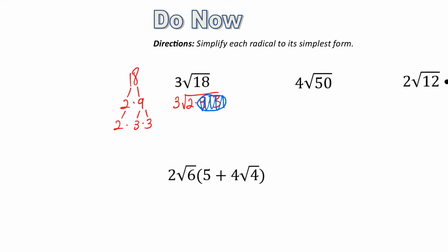So that's a 3 coming to the outside. There was already a 3 out there, so that 3 times 3 is 9. And then you have the 2 on the inside by itself.